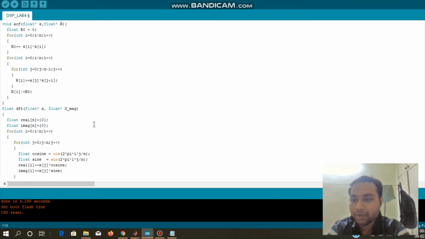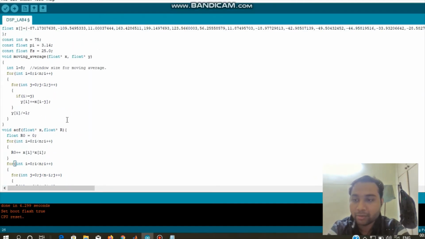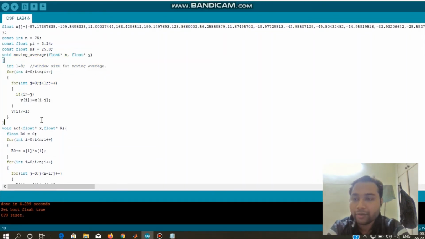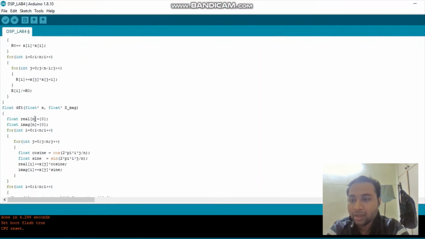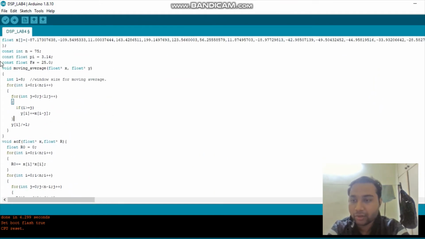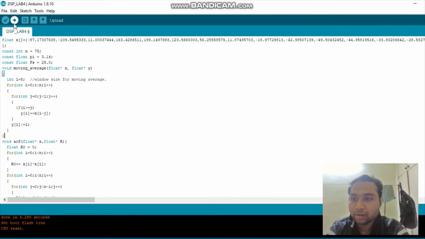As we have previously discussed the autocorrelation function, we are using the same computation we used in the previous experiment. Before doing that, we are going to pass the signal through a moving average filter, get that output, and do the abstraction as usual. So now I'm going to run it and we will see the results.